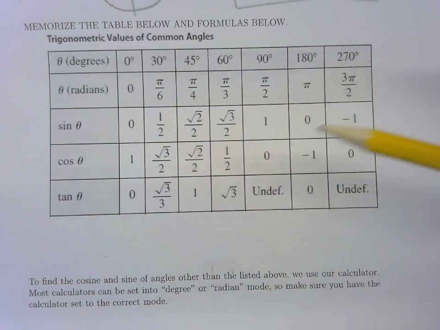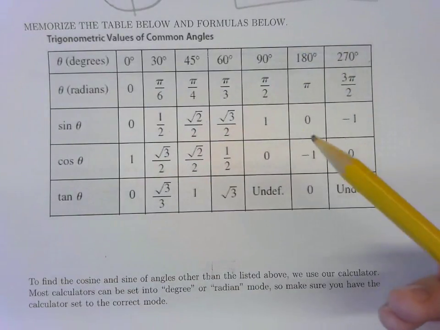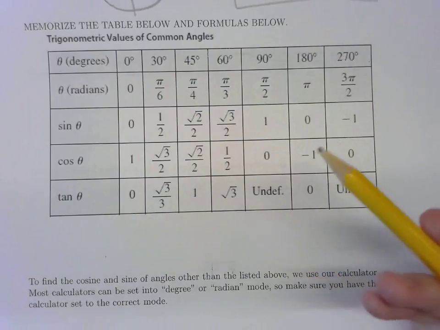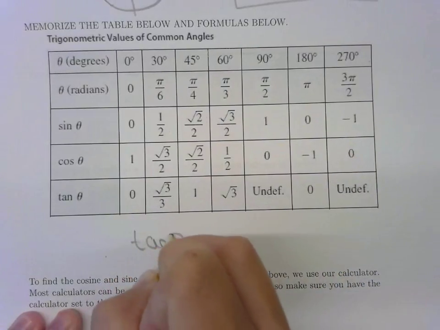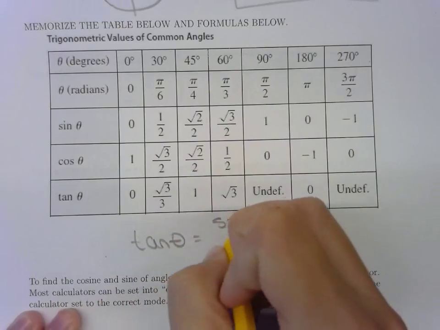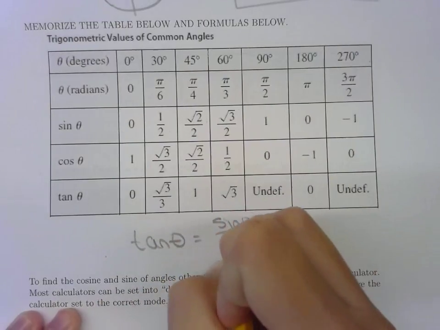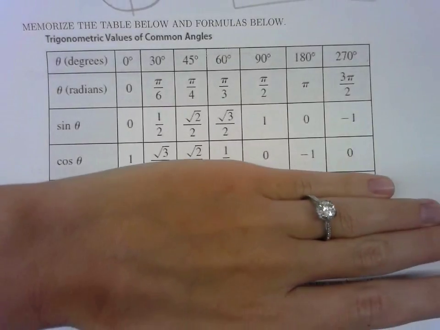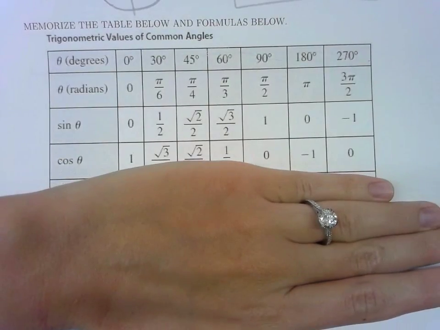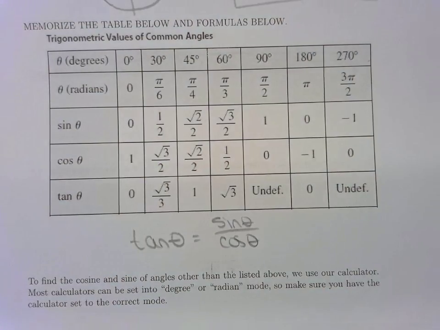Okay, so definitely memorize those. Before we move on, which I guess I didn't define this as this, but this probably needs to be memorized too. Tangent of theta is actually sine theta over cosine theta. So you actually don't need to memorize tangent. Memorize sine and cosine, and then your tangent will be memorized.